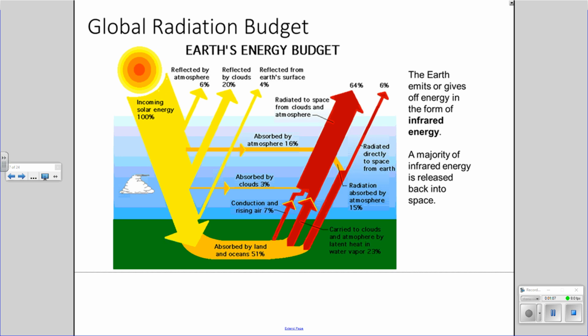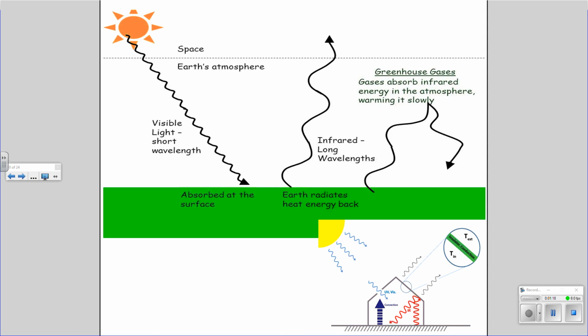So the Earth emits or gives off energy in the form of infrared energy. And the majority of infrared energy is released back into the atmosphere or into space. Okay, but in order to keep the planet warm, we need certain gases that help absorb this infrared energy, right, to keep our planet warm, of course.